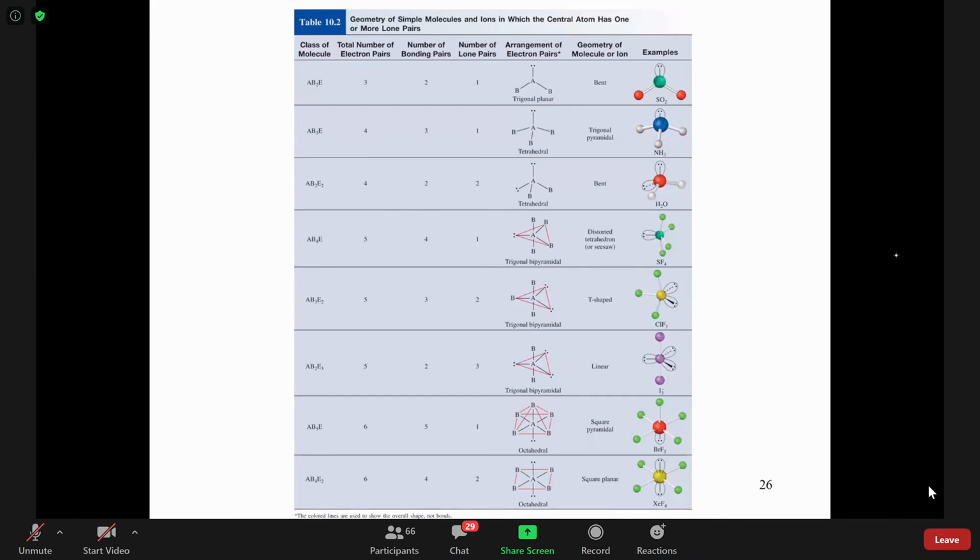Here's the whole ball of wax. Now, the ones I'm most interested in you knowing, I am circling right now. Oh no, my pen battery's low.